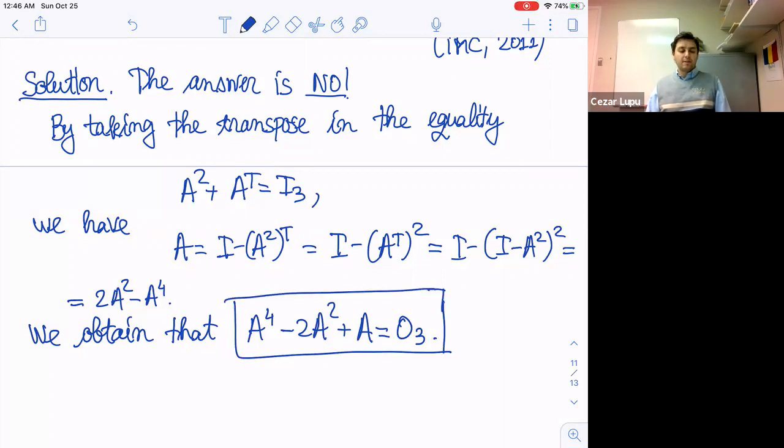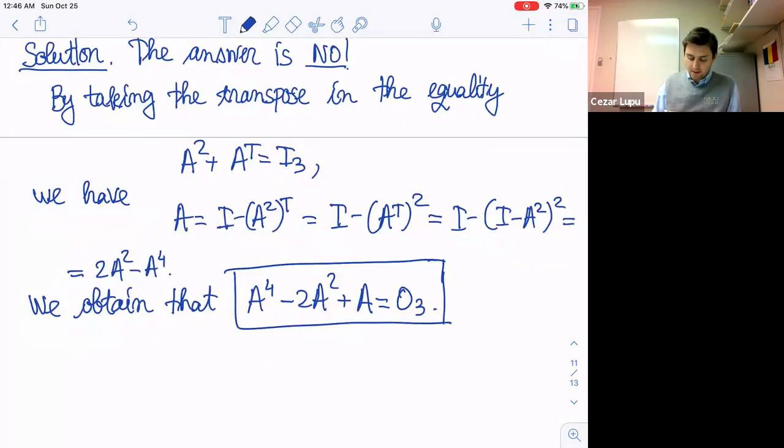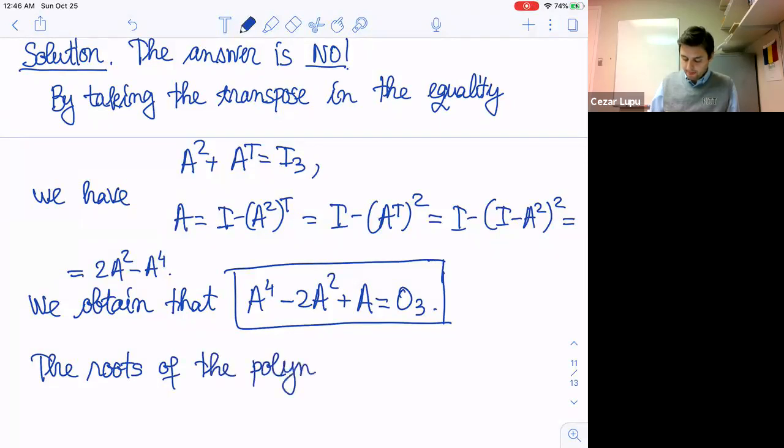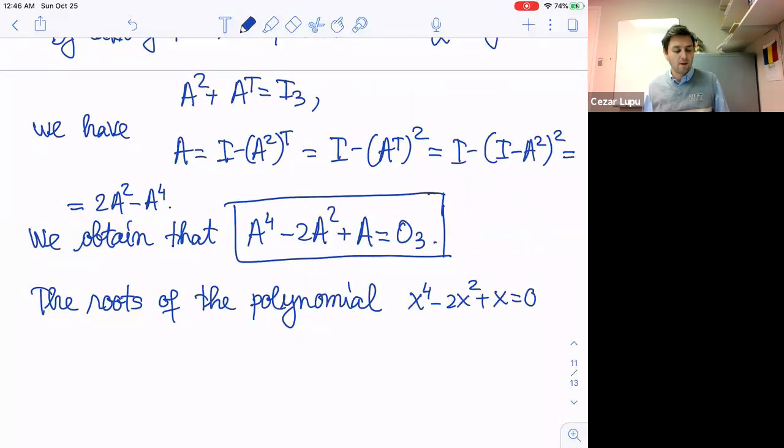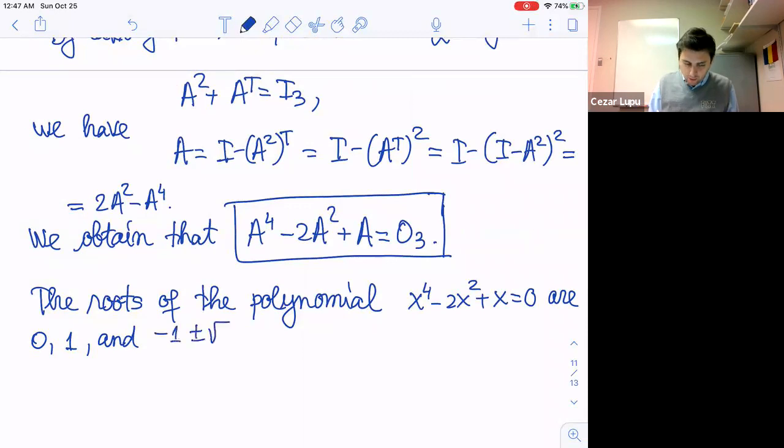All right, now maybe we can say something about the eigenvalues of this matrix that satisfies this kind of stuff. So let's look at the roots of the polynomial x to the 4th minus 2x squared plus x. Well, clearly you can factor an x. So one of them is 0, and the other ones will be a surprise: negative 1 plus minus square root of 2 over 2.